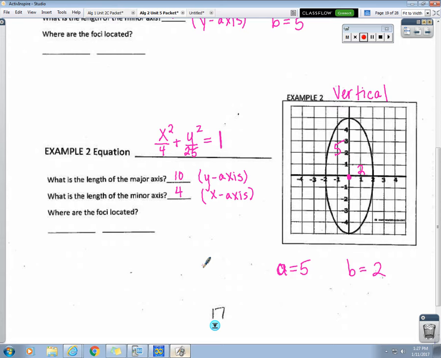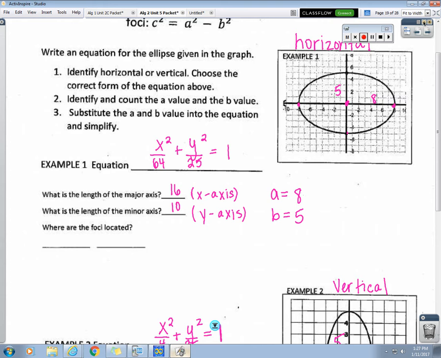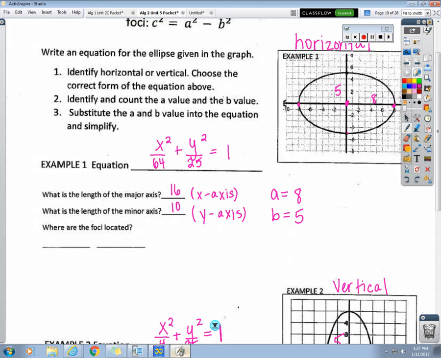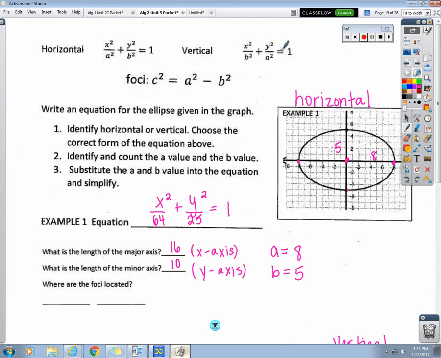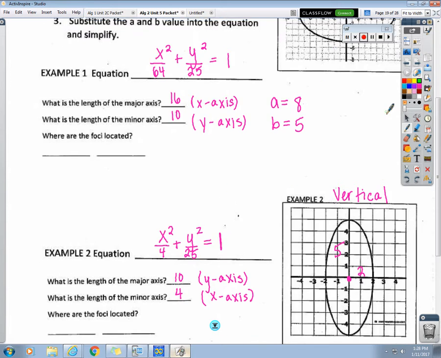Any questions so far? Okay, now let's talk about foci. Remember, foci, what? That's part of the equation of the ellipse. Okay, the equation for foci is c squared equals a squared minus b squared. So I'm going to write that. C squared equals a squared minus b squared. Well, don't we already know what a and b are? So we can fill them in.